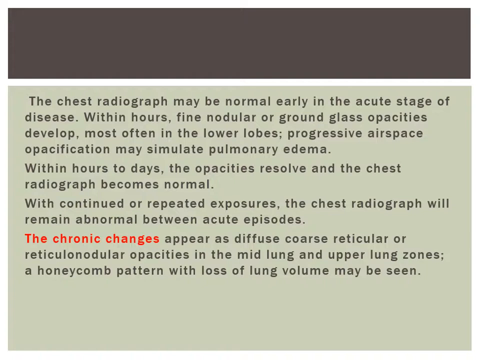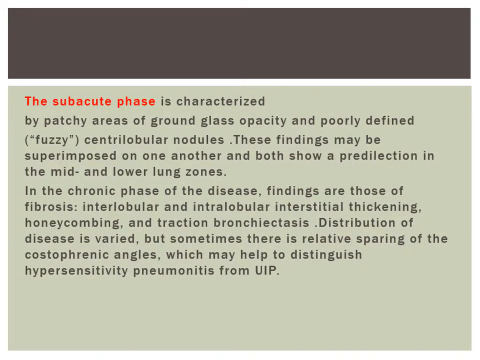With continued or repeated exposure, the chest radiograph will remain abnormal between acute episodes. The chronic changes appear as diffuse coarse reticulation or reticulonodular opacities in the mid-lung and upper zone. So again, it starts low, ends up. And it may cause loss of lung volume because of repeated chronic infection.